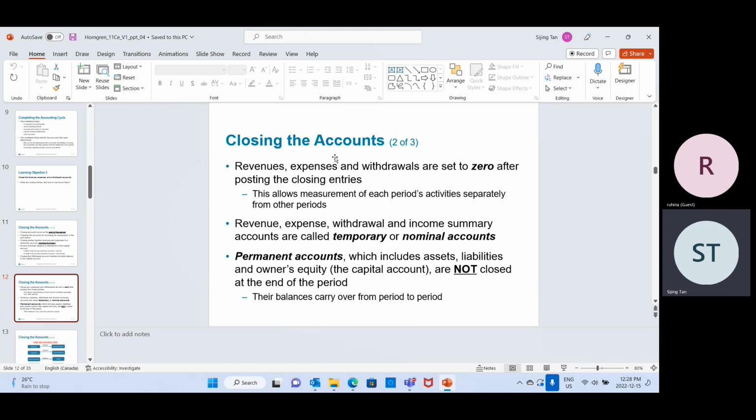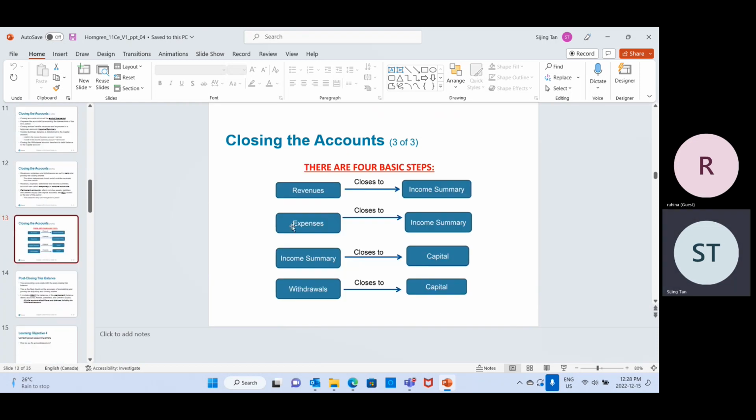Now, how are we going to show it? We close the revenue into income summary, so we debit revenue, credit income summary. We close expenses into income summary, so we debit income summary, credit expenses. Then we close the income summary. The balance of income summary equals net income or net loss. Now we transfer it to the capital account, so we debit income summary, credit capital.